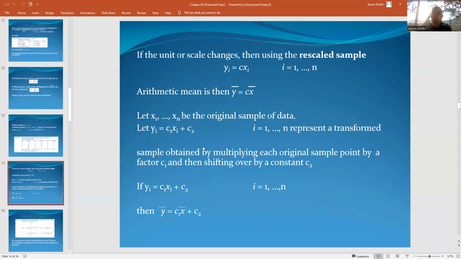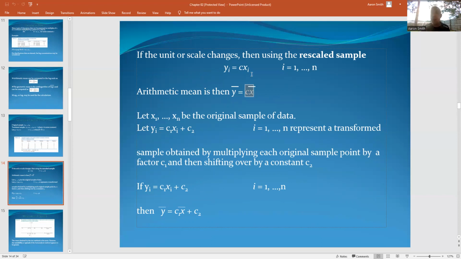Now, the next thing that's nice is if I take every single data point and multiply every single data point by the same number, then take the average, it's the same as taking the average at the beginning, then multiplying by a constant. So that's nice for us.